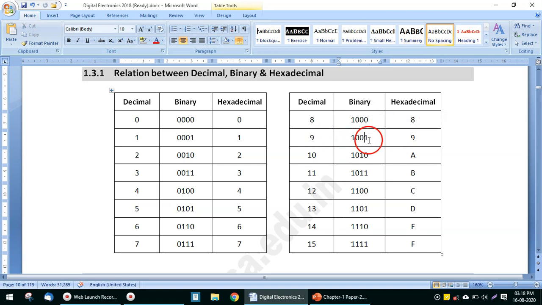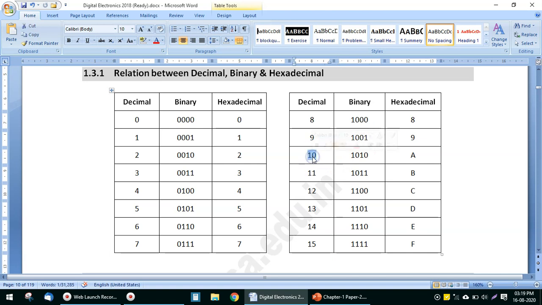But for binary, for 9 it is 1001. That is, if you write 1, 2, 4, 8 below this binary number, what will you get? Below the LSB you have to write 1, the decimal value, and below the MSB you have to write 8, from right to left. So 1, 2, 4, 8. In all there will be 8 plus 1, because the two zeros will discard the corresponding decimal values 4 and 2. So 4 and 2 will be scratched out, and 8 plus 1 will be 9.